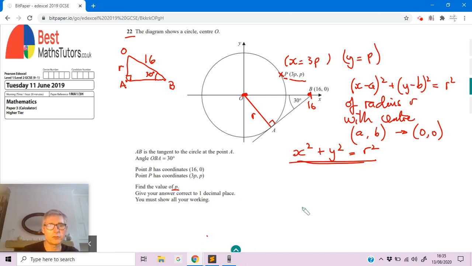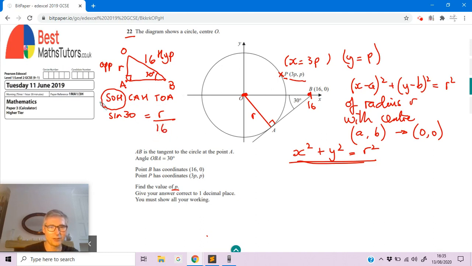So if we think about SOHCAHTOA, then we know that O stands for the opposite, H stands for the hypotenuse. Compared to the angle that we've been given, we know that the radius there is the opposite, and we've got the hypotenuse there. So that tells me that we're going to be using sine, so the S stands for sine. And what we've got from that is sine 30 is equal to the opposite, which is the radius, over the hypotenuse, which is 16.